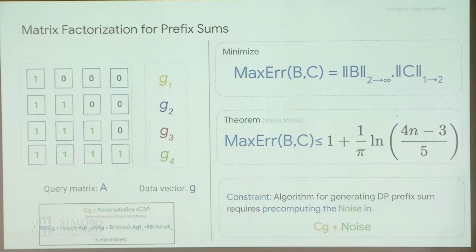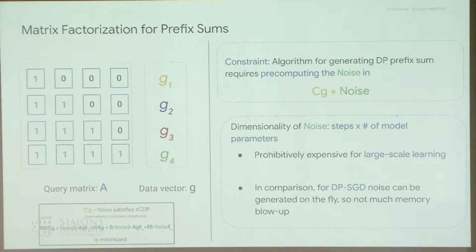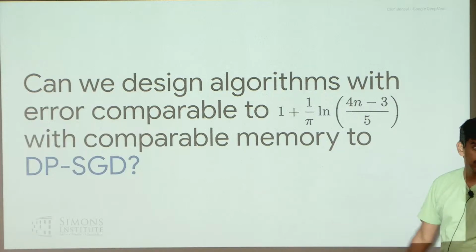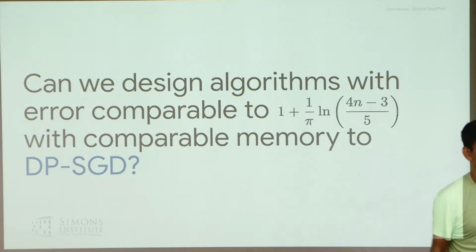Okay. So that's the setup we are operating in. This is exactly what I'm saying. The dimensionality of the noise is typically the number of steps I'm running times the number of model parameters. Prohibitively expensive for large-scale learning. And in comparison, DP-SGD noise can be generated on the fly, so not so much memory blow-up. So the question: can you design algorithms with error comparable to this 1 plus log n over pi, and with memory comparable to DP-SGD? What I really mean is the algorithm where I just add fresh noise at each step.